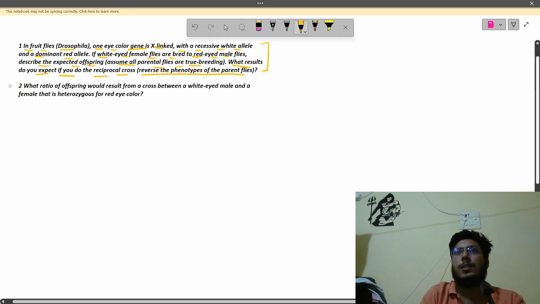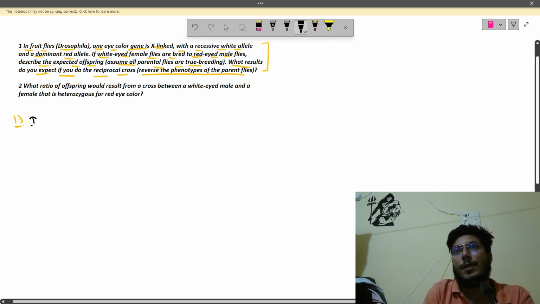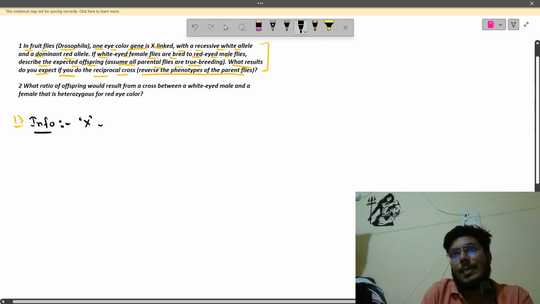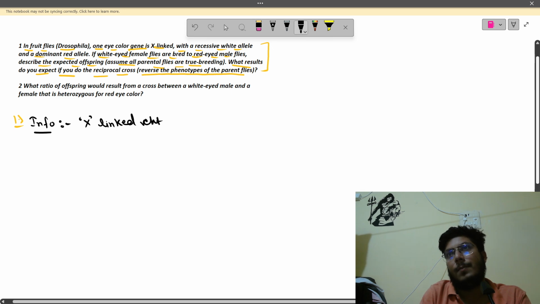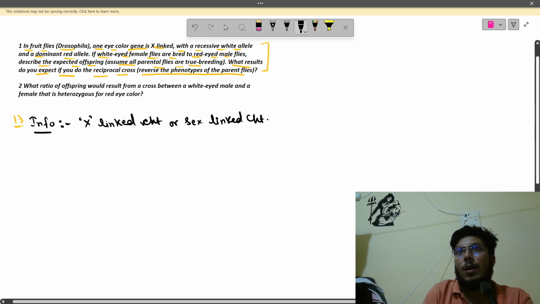Firstly, we are going to do the first question. For this, I will use a simple color, black. What information do we have? From the first question, we can figure out that we are talking about an X-linked character, which we also call a sex-linked character.